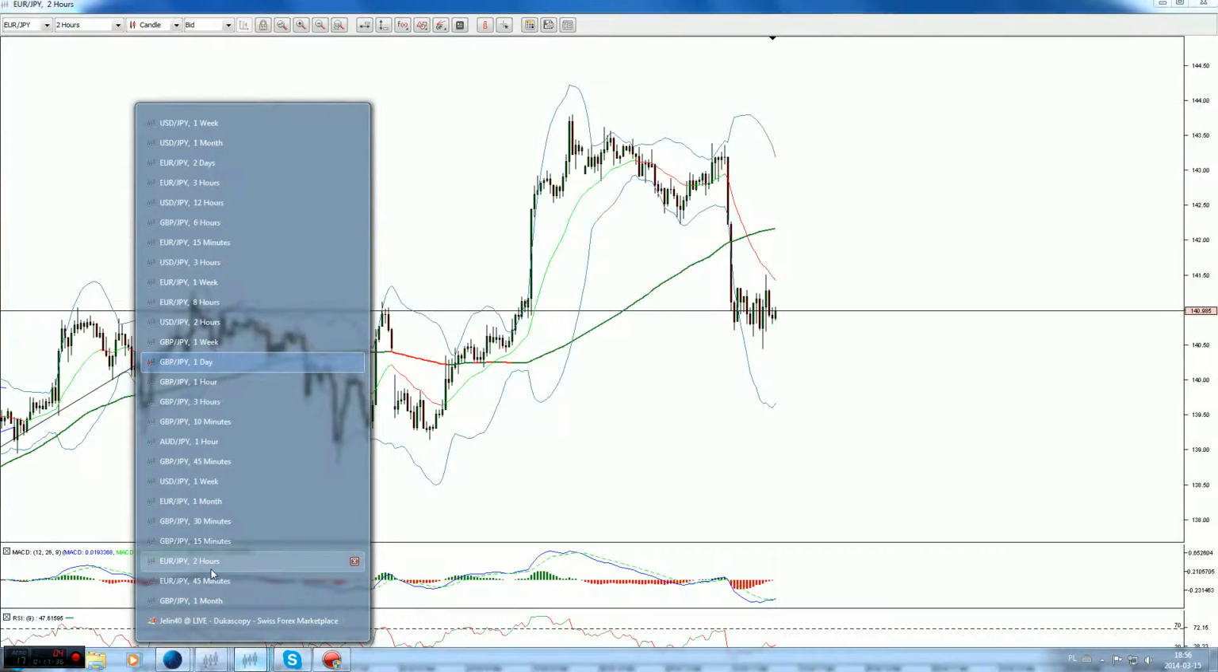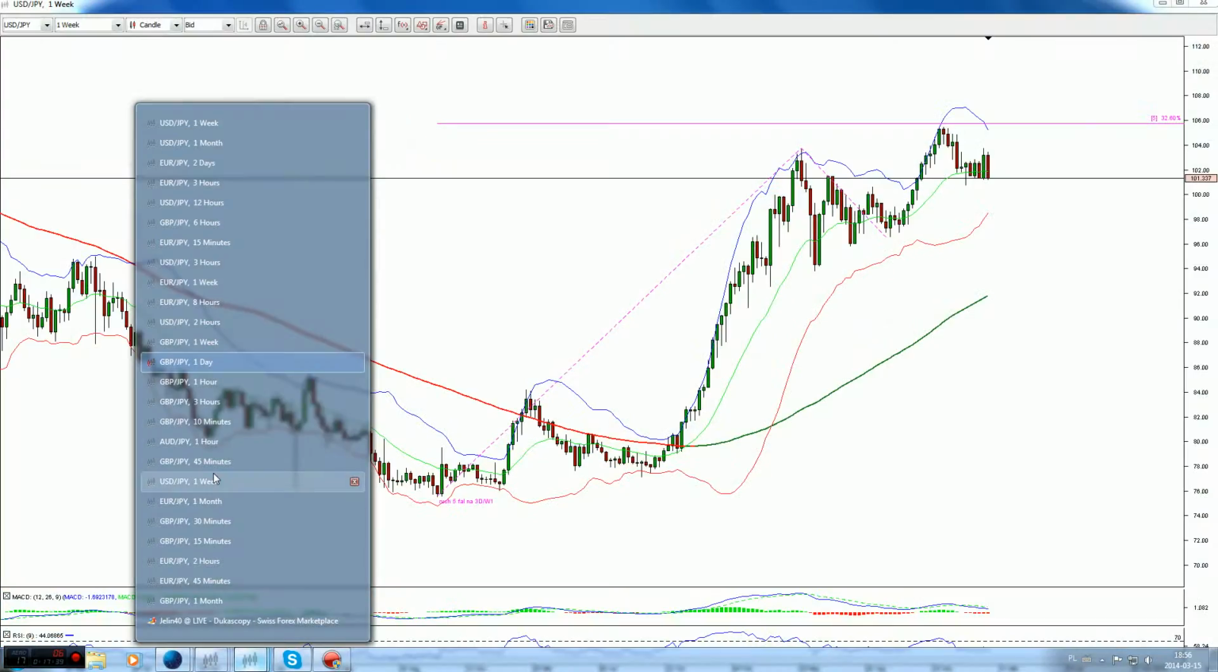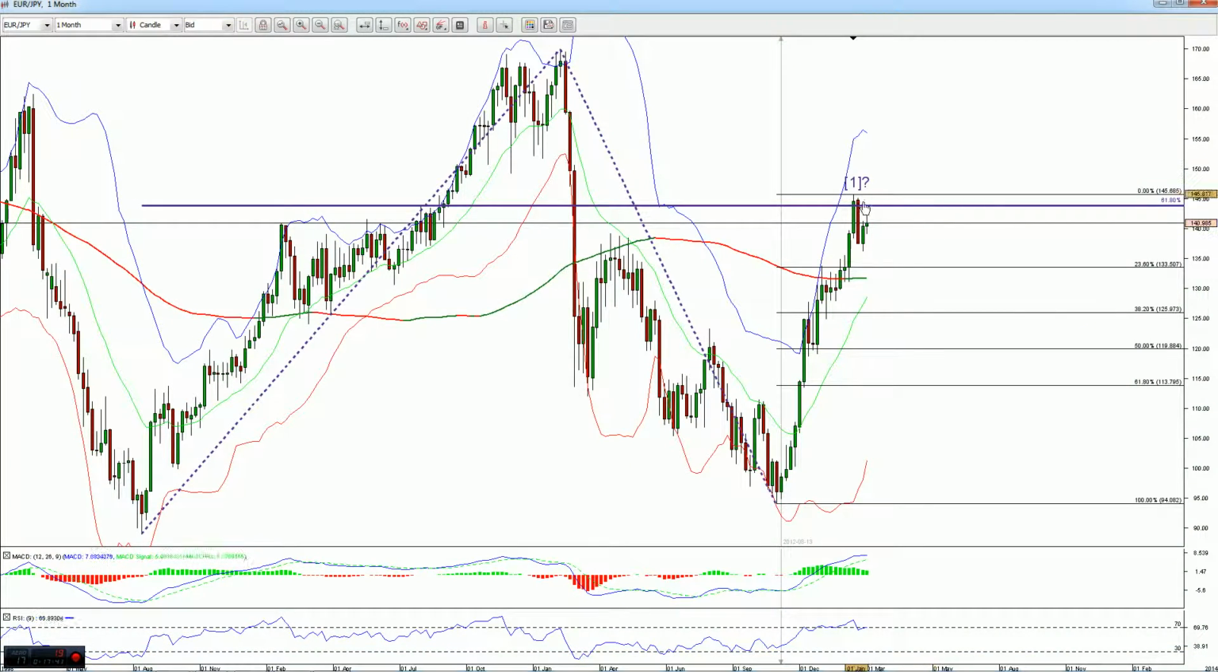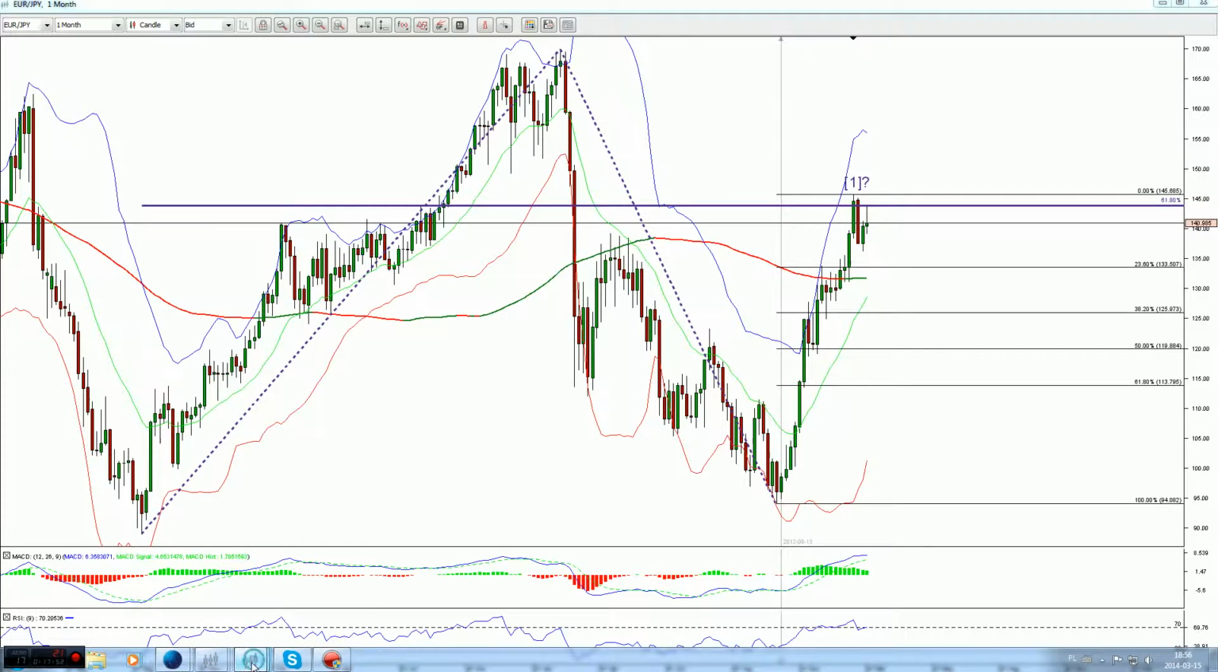Let's go to the Euro Japanese yen monthly. On the monthly chart, this was a strong reversal signal. I talked about it last week. I was expecting that the market will respect this strong reversal signal on candles. Okay, and this is what happened.